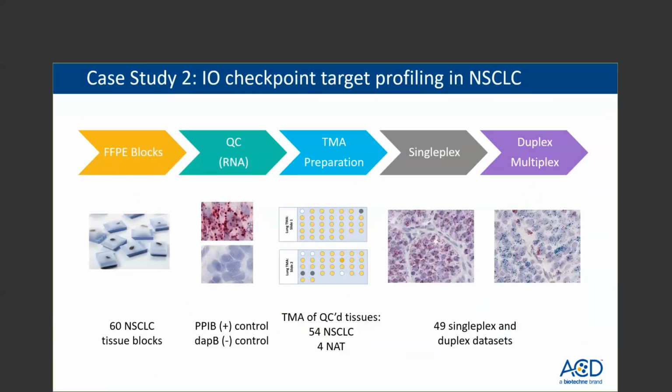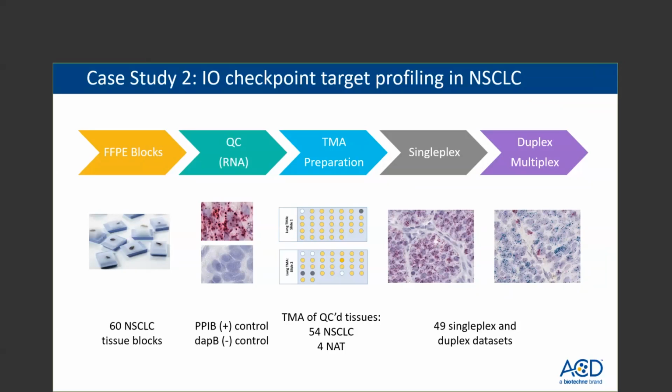Moving into our second case study here, which was to study the immuno-oncology checkpoint target profiling in non-small cell lung tissue. To interrogate the co-expression patterns of various checkpoint targets in the tumor microenvironment, we first generated TMAs from lung cancer patients. Multiple FFPE tumor and normal lung tissue blocks were obtained and tested for RNA quality using RNAscope PPIB positive control and bacterial DapB negative control probes.